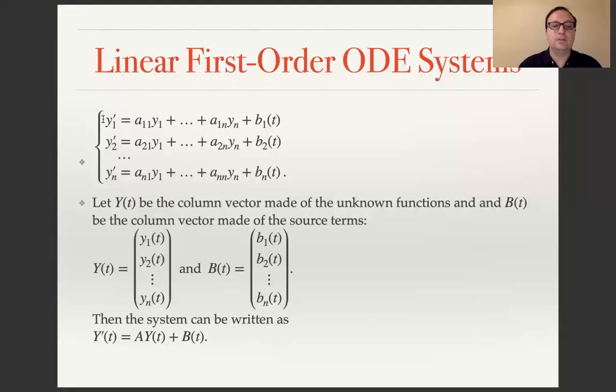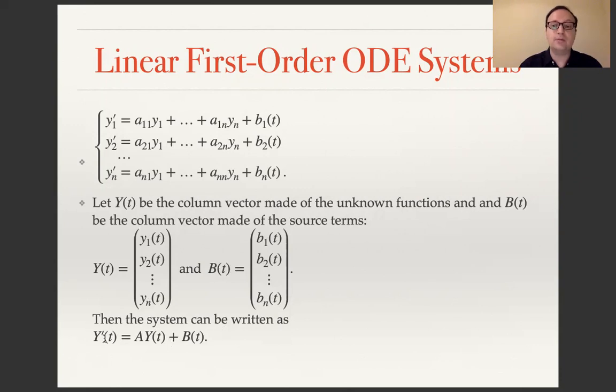So let capital Y of t be the column vector made of the unknown functions. So it is a vector with n components written as a column like this, y1 of t, y2 of t, up to yn of t. And let capital B of t be the column vector made of the source terms, b1 of t, b2 of t, up to bn of t.